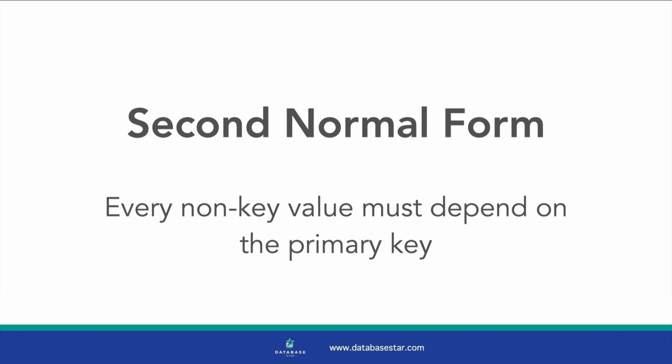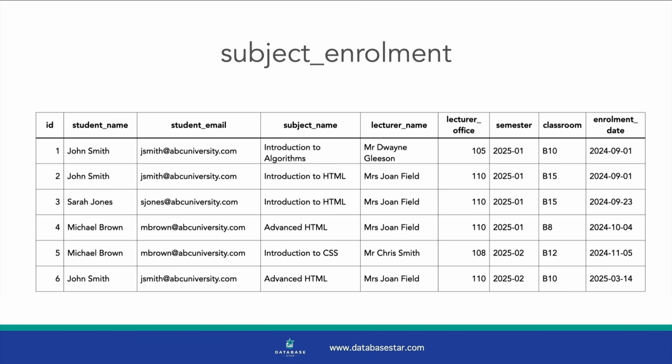What's next? Second normal form. The rule for second normal form says that every non-key column must depend on the whole primary key. What does that even mean? Let's take a look at our sample data to explain it.